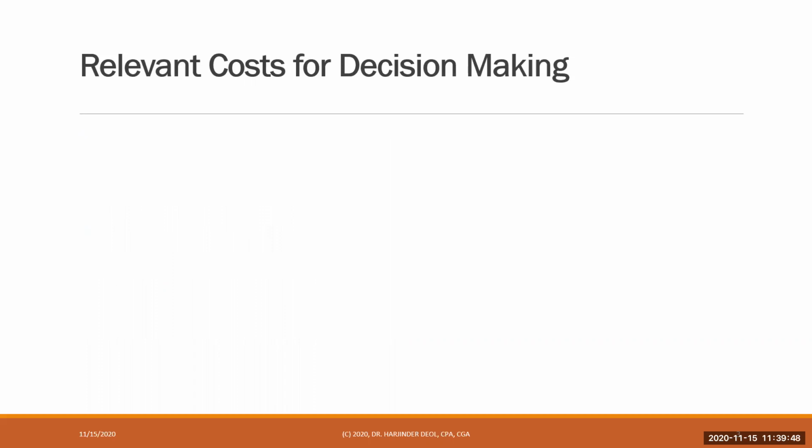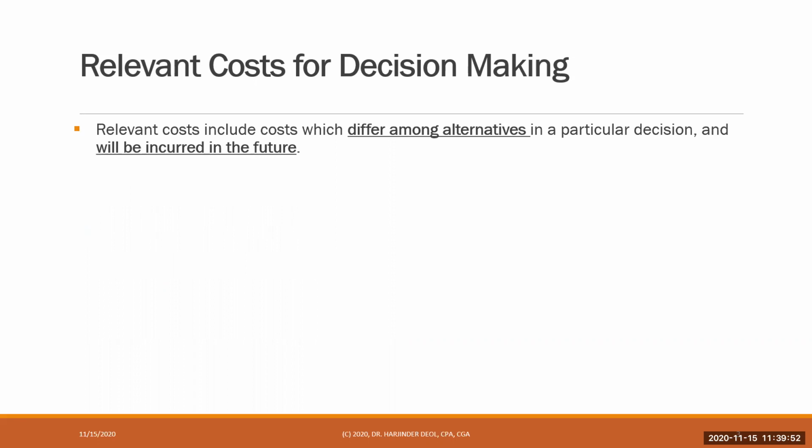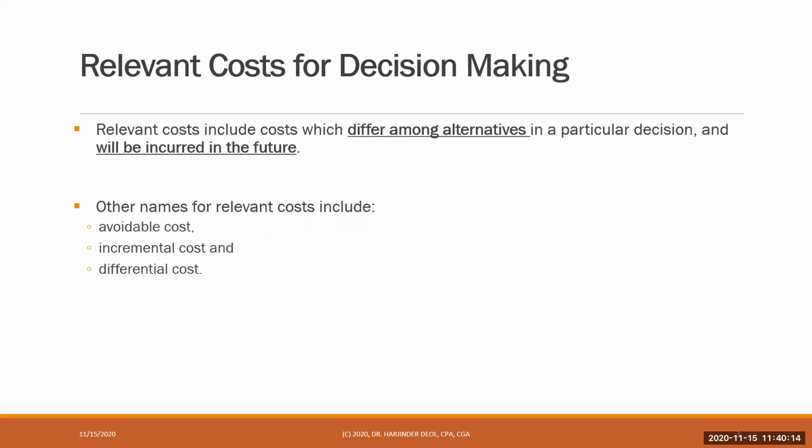Looking at the relevant costs for decision making, the definition of relevant costs is that these are costs which will differ among alternatives in a particular decision. And these are costs that will be incurred in the future. Some other names for relevant costs include avoidable costs, incremental costs, and differential costs.